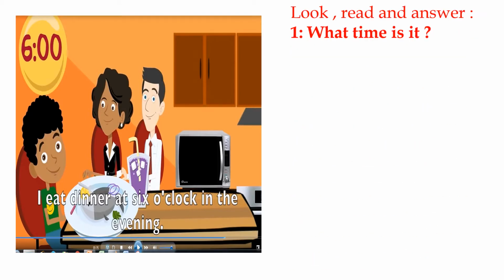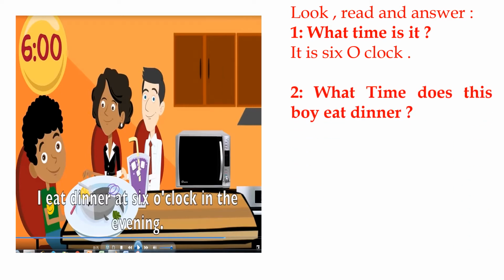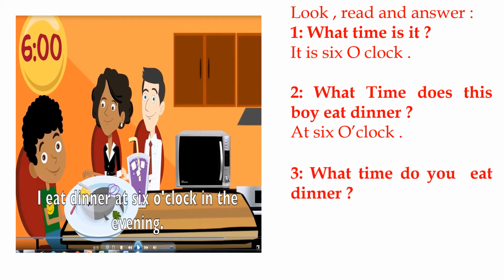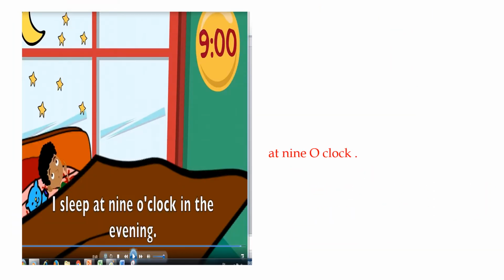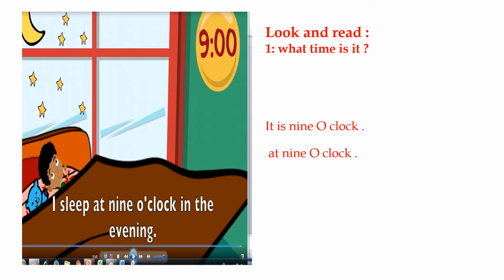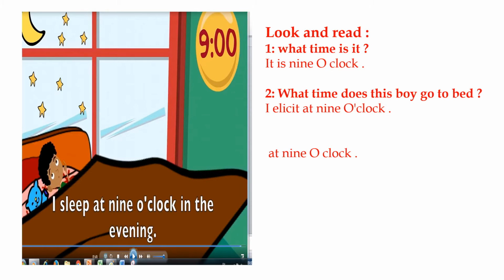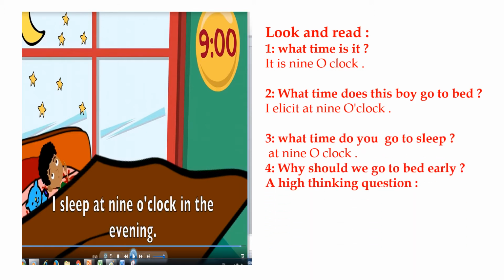Now we come to another picture. Look and answer. What time is it? It's 6 o'clock. What time does this boy eat dinner? At 6 o'clock. What time do you eat dinner? At 7 o'clock. Another picture. What time is it? It's 9 o'clock. What time does this boy go to bed? At 9 o'clock. What time do you go to sleep?